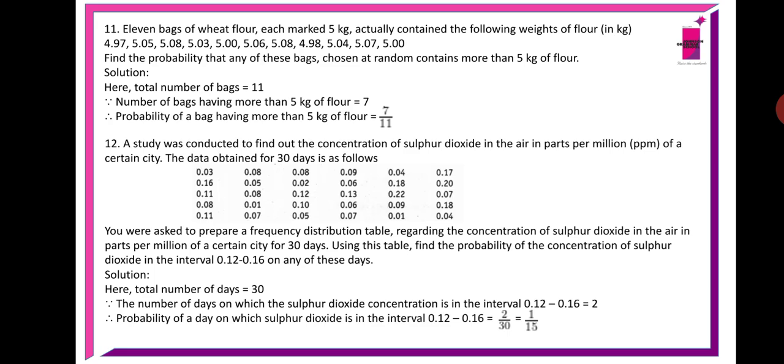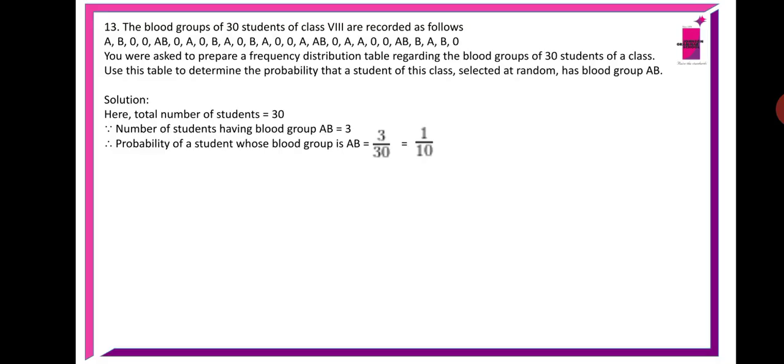Since the number of days on which the sulfur dioxide concentration is in the interval 0.12 to 0.16 equals 2, that is 0.12 and 0.13, the probability of a day on which sulfur dioxide is in the interval 0.12 to 0.16 will be 2 by 30, which equals 1 by 15.